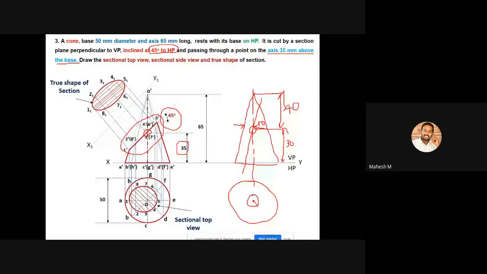Then you can generate the section plane with an angle of 45 degree like this. So it should touch the inner circle. It should touch the surface of your inner circle. So this angle should be 45 degree.